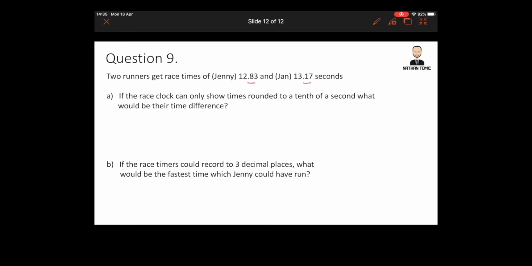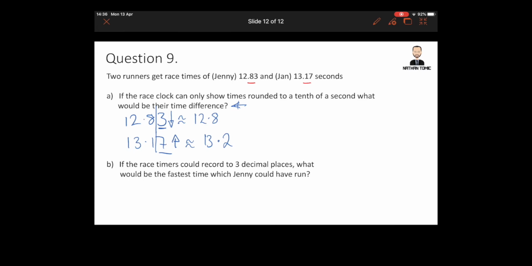So let's round off Jenny. Hers was 12.83. Here's our cut, our critical number. So that's rounding down. So that's going to be approximately 12.8. And for Jane, hers was 13.17. Our cut, our critical number, hers is rounding up. So she'll be approximately 13.2. But it actually asks us what the difference between the times is. So difference, of course, means subtraction.